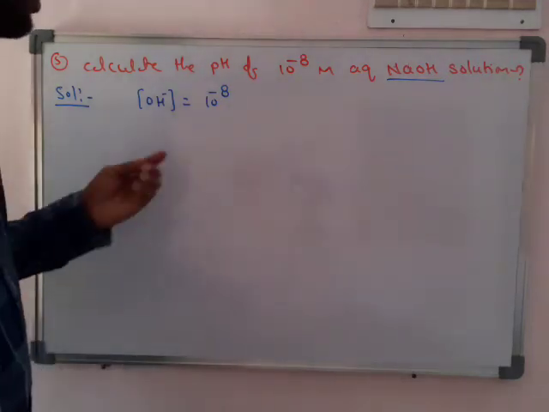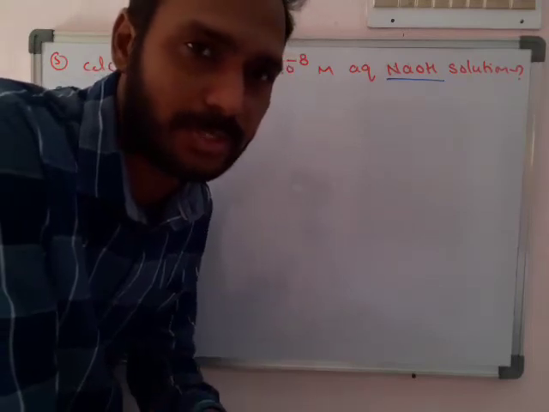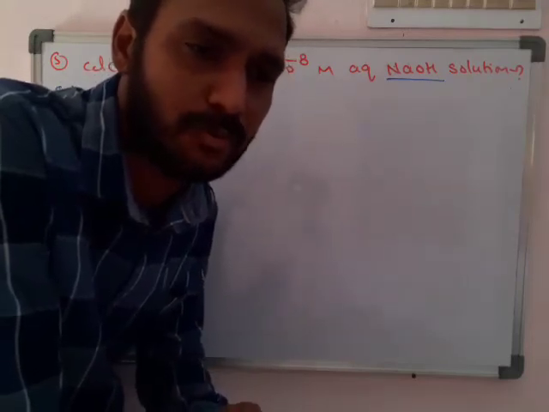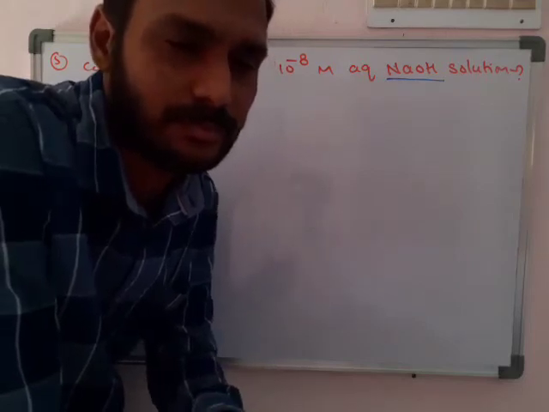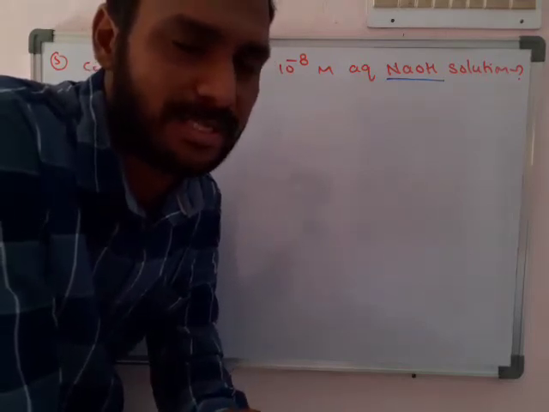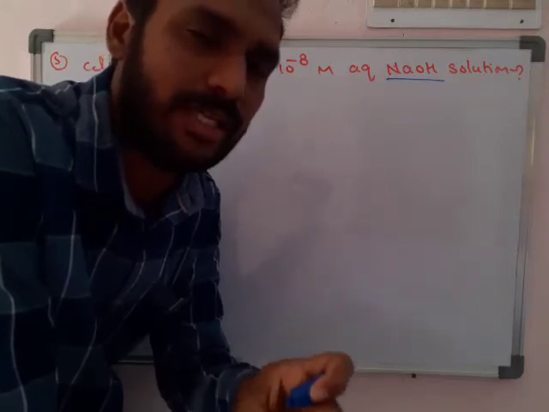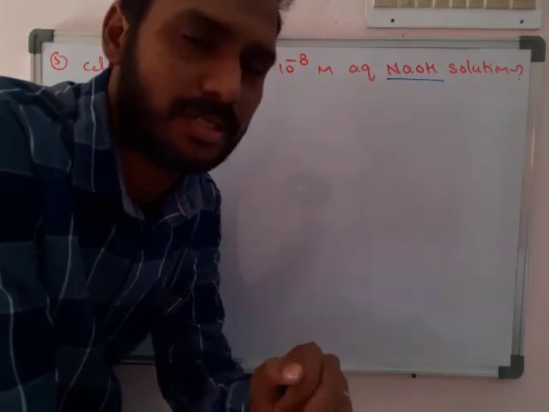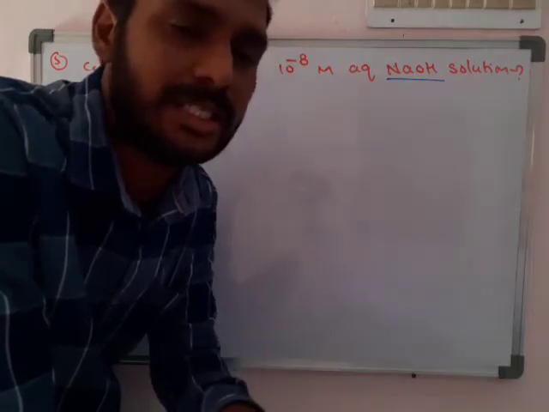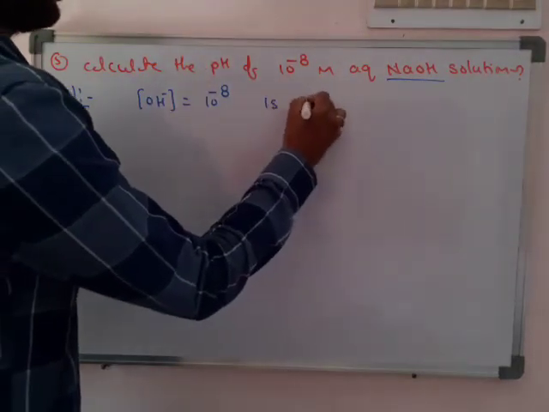So why are we taking OH minus 10 power minus 8 directly? We are not taking H plus OH minus equal 10 power minus 8, since we already calculated that just now. So OH minus 10 power minus 8 is a very small concentration, which is negligible when compared to the OH minus concentration of water, that is 10 power minus 7. So OH equal 10 power minus 8 is very less.